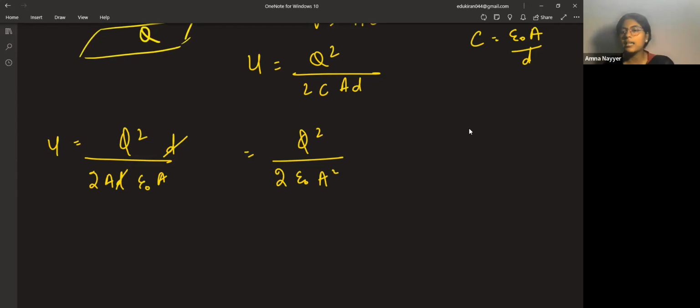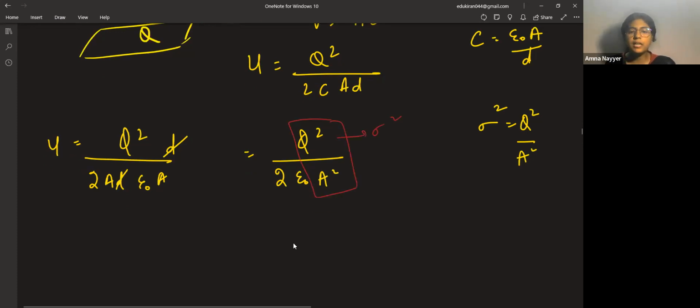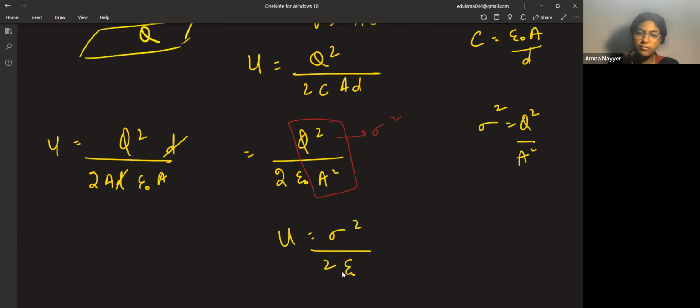Yes. Now class, sigma is charge per unit area. What is sigma square? Q square by A square. Can you see here? Can you identify? Q square by A square should be sigma square. So this entire term becomes sigma square, and this becomes sigma square by 2 epsilon naught, right? Half sigma square by epsilon naught.